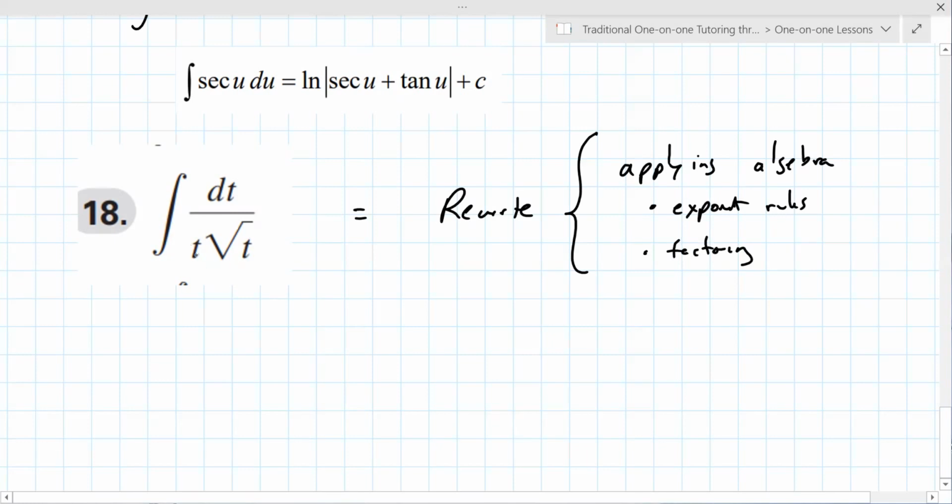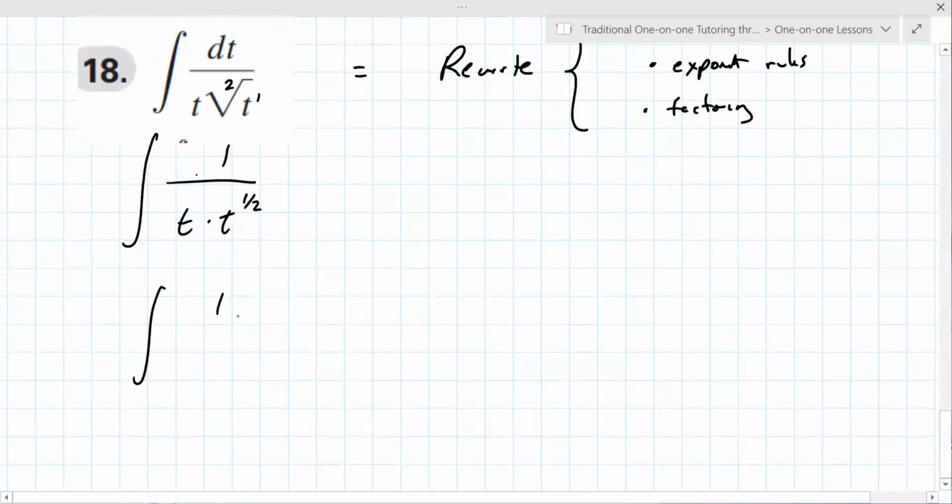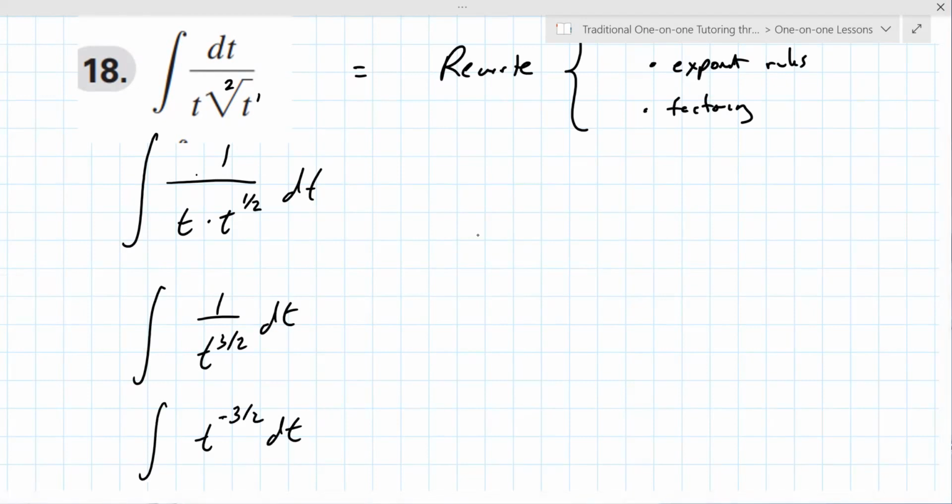So here, this right here is really 1 over t times t to the 1/2. So it becomes the integral of 1 over t to the 3/2, which becomes the integral of t to the -3/2. Maybe that was obvious to you, but when you pattern things, if you do more than two things in a row a certain way, you tend to think the third one is that way. And this one is not. It's just a straight power rule integral.